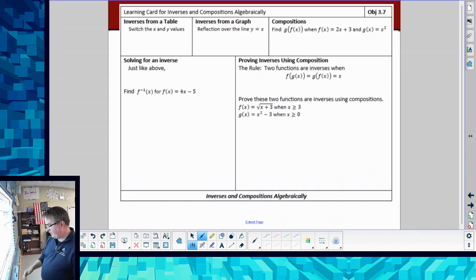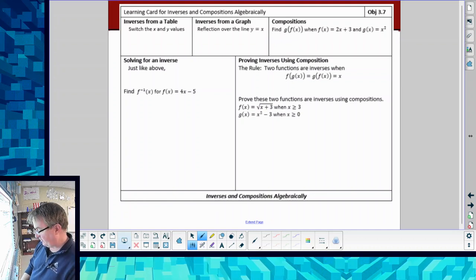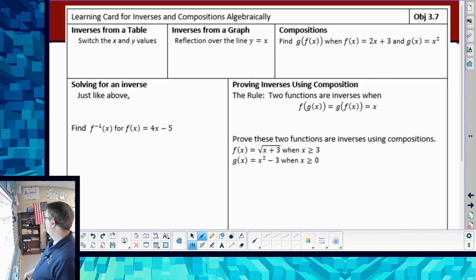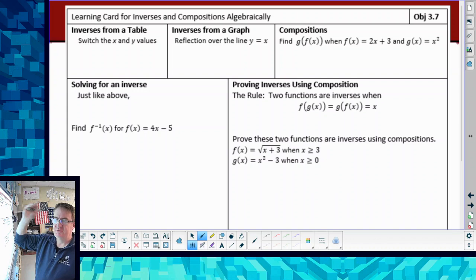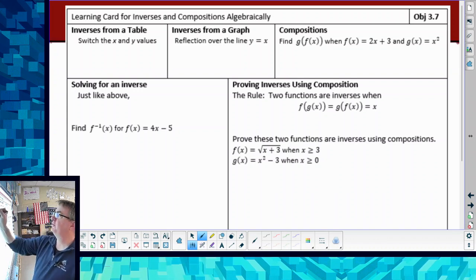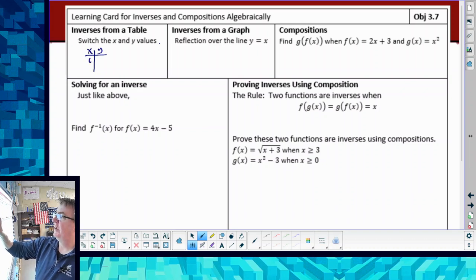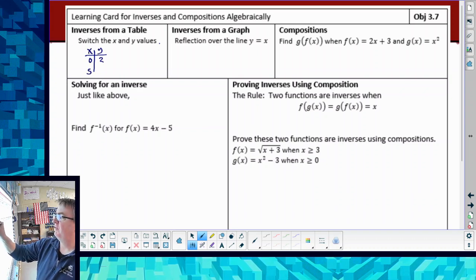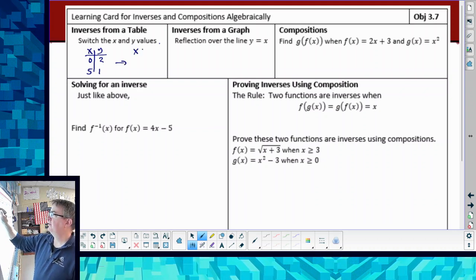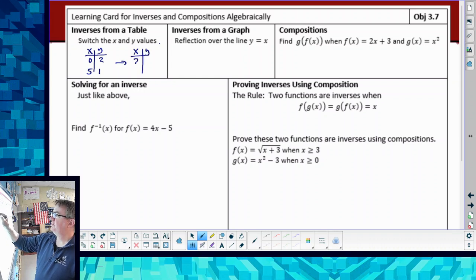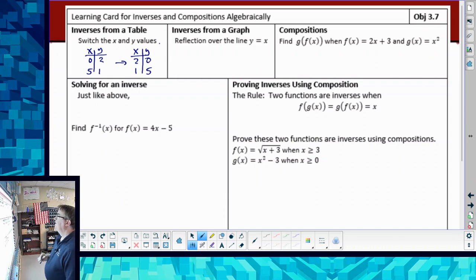So we started the year, and if you go digging back, and if I ever get the learning cards recorded for those, which I hope to do second semester, we talked about inverses from a table, where you have one table to another. All you do, remember, is switch the x and the y values. For example, if I have x and y, and 0 goes to 2, and 5 goes to 1, the inverse of that is going to be: 2 takes you back to 0, and 1 takes you back to 5.